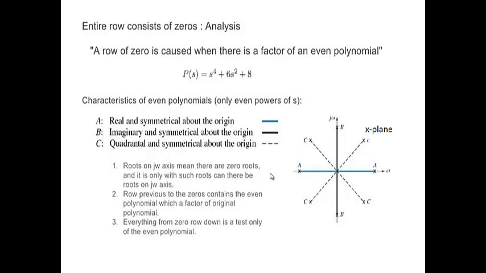Ni yang kita cakap tadi sebagai a row of 0 is caused when there is a factor of even polynomial. Okay, and then the characteristic of even polynomial, only even power of s. So this is your j omega plane. So A here is real and symmetrical about the origin. B, this imaginary, and symmetrical about the origin. Or C here is a quadrilateral and symmetrical about the origin.